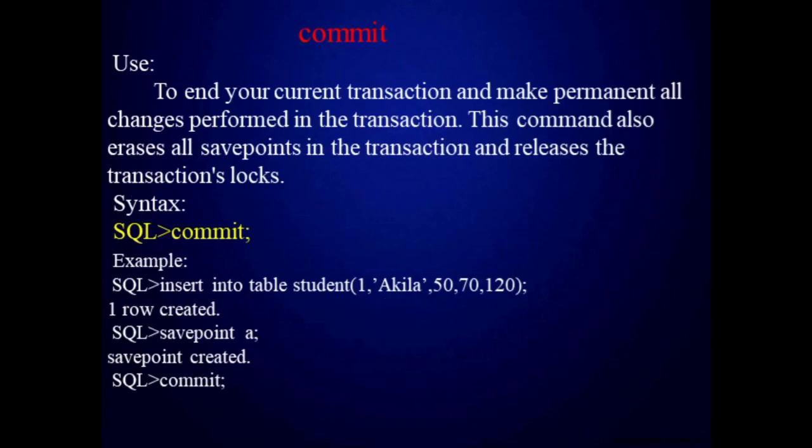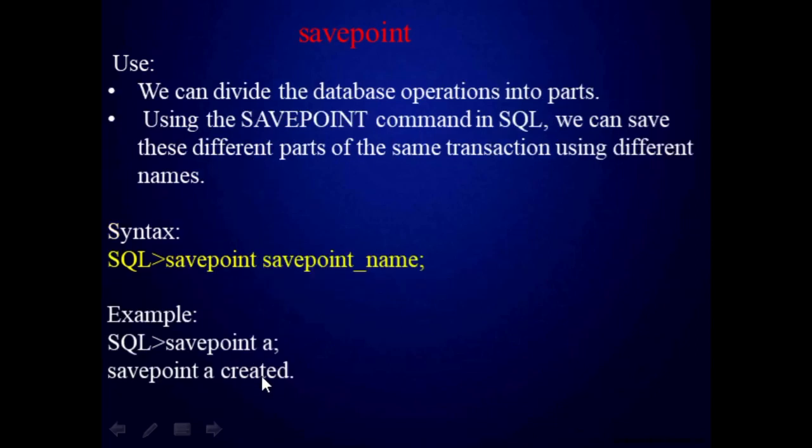Commit is used to make permanent changes. For this, we use the commit statement. After inserting one record, we create a save point. Save point is created. After this, we perform commit. Save point divides the database operations into parts. Save point A is created after performing any actions like insert, delete, alter or update.